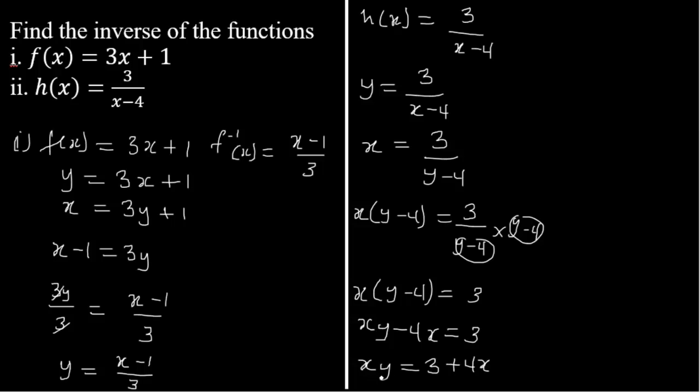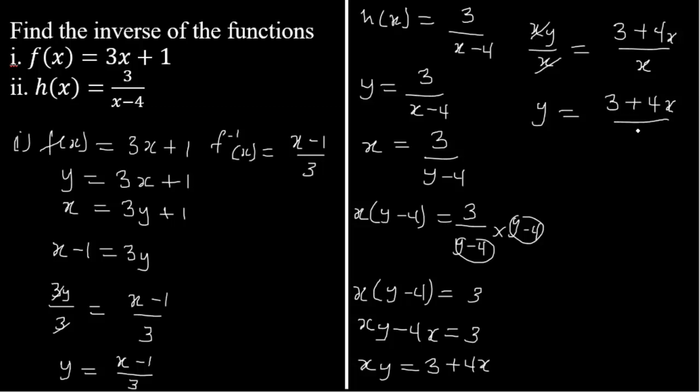And once again, y is being multiplied by a coefficient. In this case, the coefficient is x, and we don't want to see x, so we are going to divide through by x. So we have xy divided by x equal to 3 plus 4x divided by x. So this x takes off this x, so y is equal to 3 plus 4x all over x. So this is the inverse.